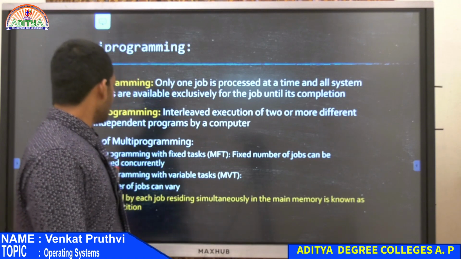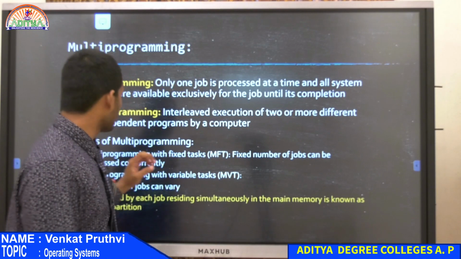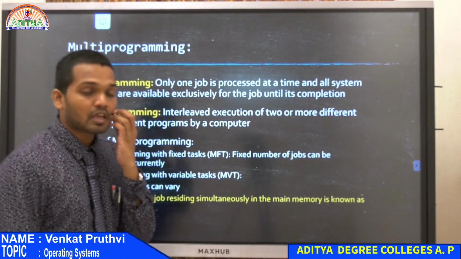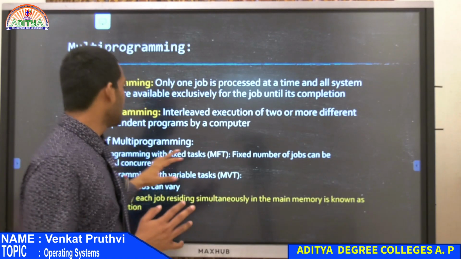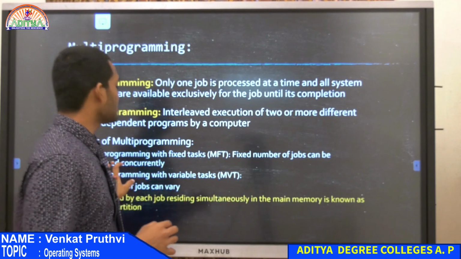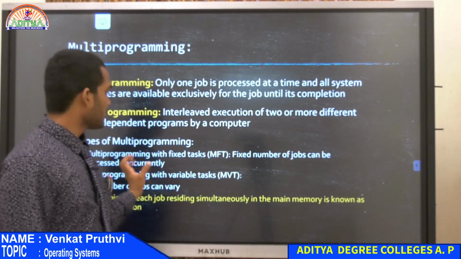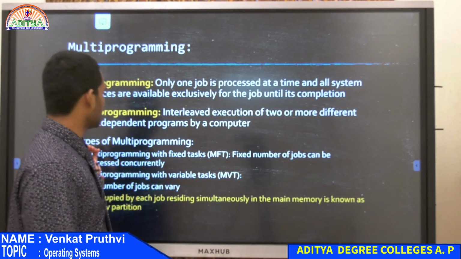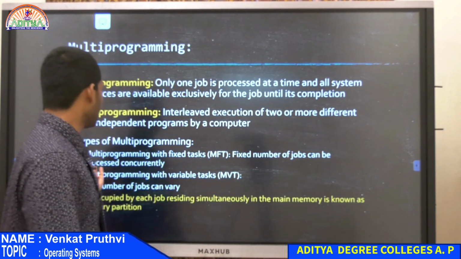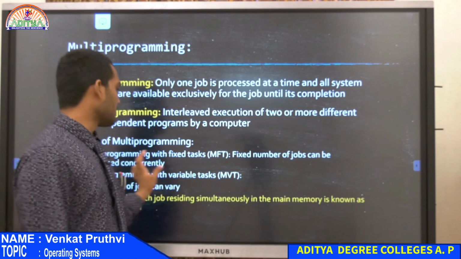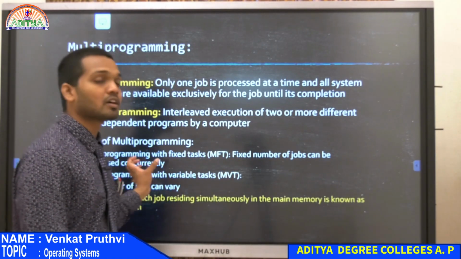We will first try to understand the first type of multiprogramming. What does the first type tell you? Multiprogramming with fixed tasks, MFT. It means only a fixed number of tasks can be processed concurrently. When you see the term concurrently here, you will easily understand what multiprogramming with fixed tasks is, because it is telling you that a fixed number of tasks can be processed. Until there you understood everything, but the main thing you have to understand is concurrently.